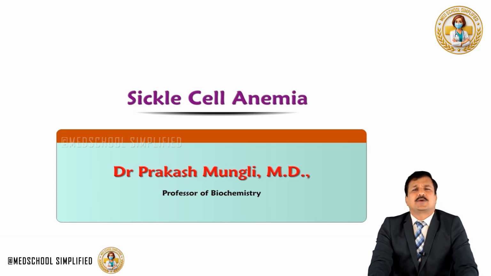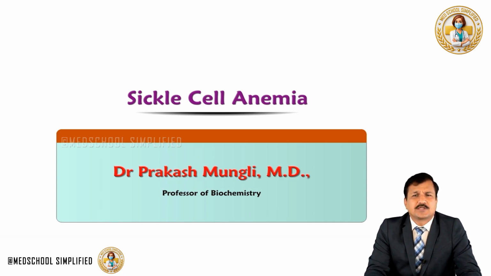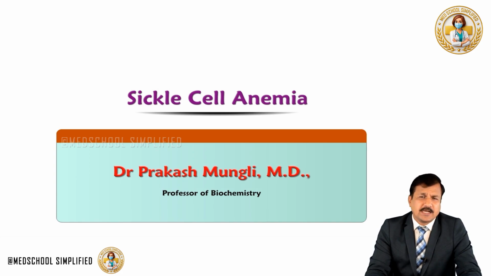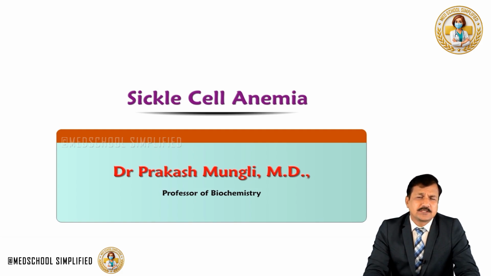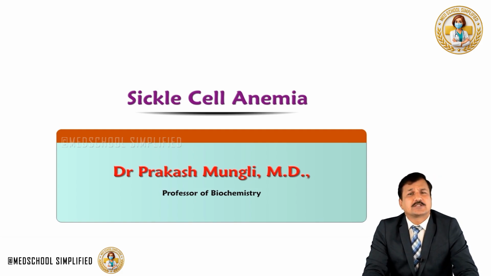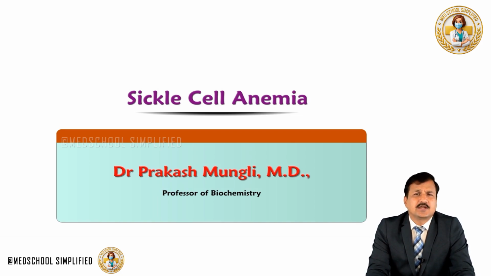If it happens in the 6th position of the beta-globin chain, where glutamate is replaced by lysine, that leads to HbC trait if it happens in one beta-globin chain. If it happens in both beta-globin chains where glutamate is replaced by lysine, that leads to HbC disease. Or if in one beta-globin chain, 6th position, glutamate is replaced by valine, and in the other beta-globin chain, 6th position, glutamate is replaced by lysine, that leads to HbSC disease, which is called a compound heterozygote condition.